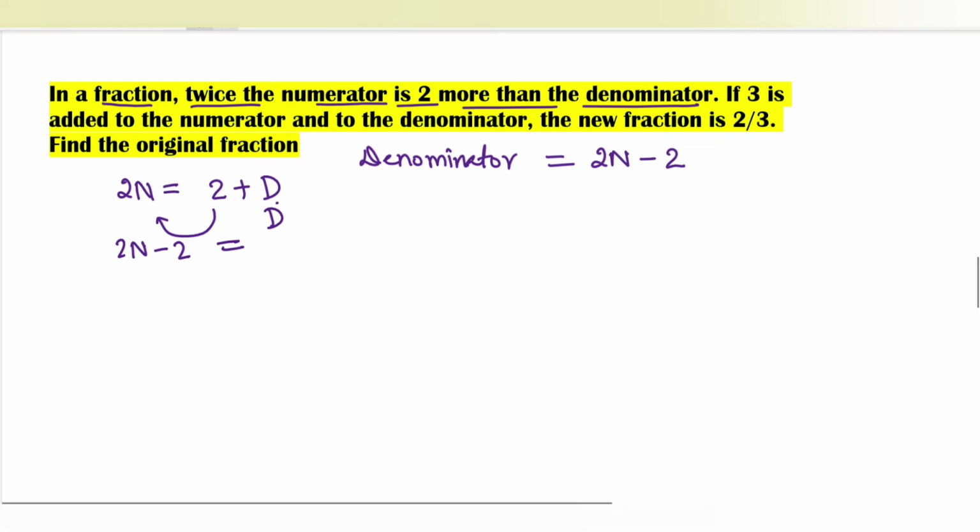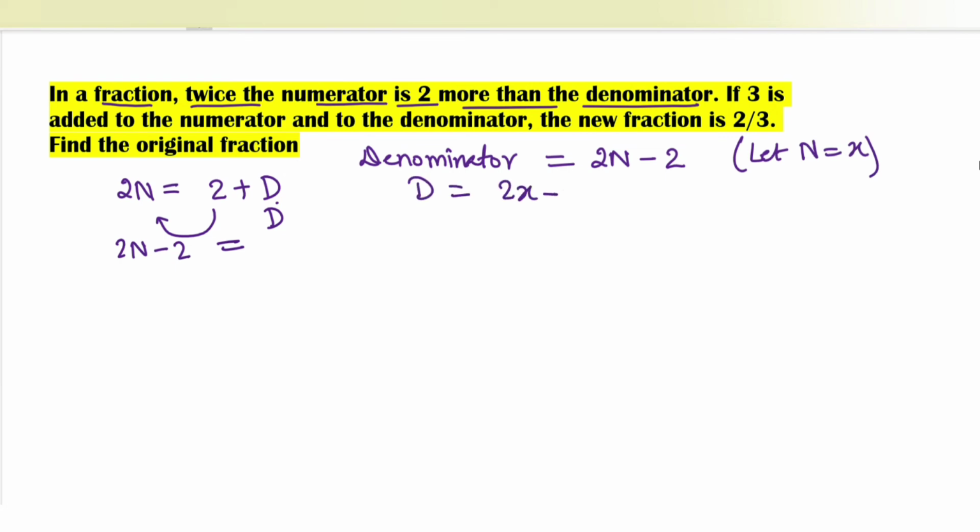So let the numerator be x. I have assumed the numerator is x. So the denominator is 2x minus 2. So we can replace one variable in the form of another variable, and we can get it. Okay. This is how we do the linear equation in one variable.